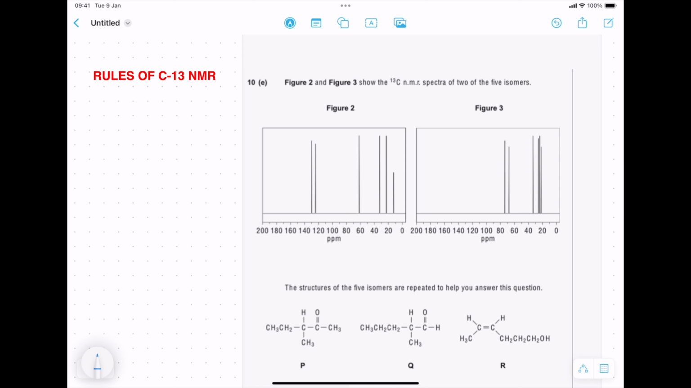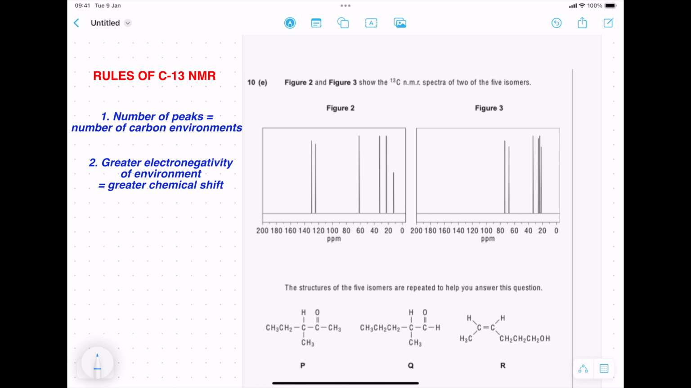For carbon NMR, the number of peaks is equal to the number of distinct carbon environments. Number two, the greater the electronegativity around the carbon, the greater the chemical shift. So for example, a carbon bonded to an oxygen, a carbon bonded to a fluorine, or just in the vicinity of something electronegative, that drives the chemical shift up. Prime example would be the carboxylic acid group, 2 oxygens, 200 to 220.